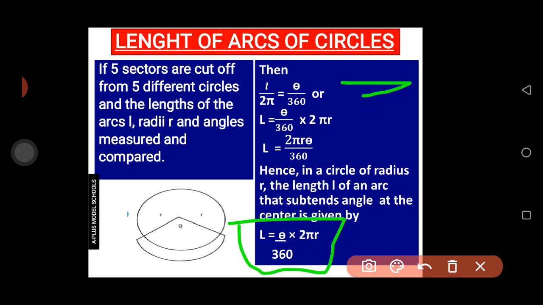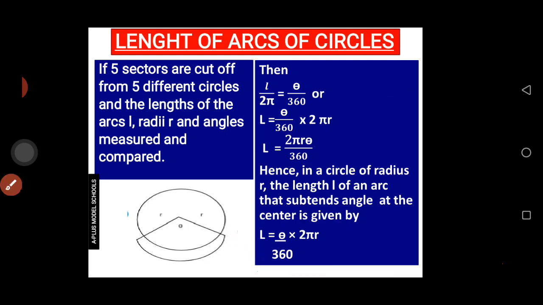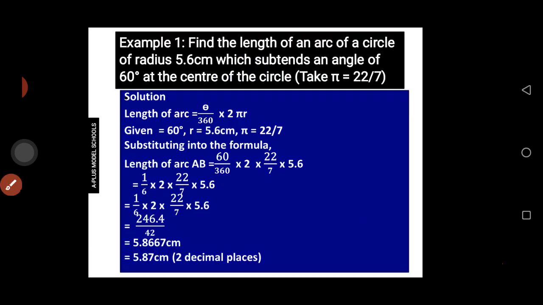What I just want you to learn from here is that the formula for finding the length of an arc is theta over 360 multiplied by 2 pi r. Now let's look at one or two examples. Find the length of an arc of a circle of radius 5.6 centimeters, which subtends an angle of 60 degrees at the center of the circle.